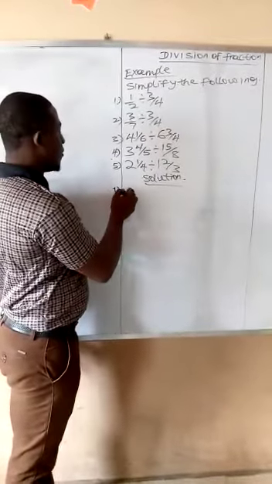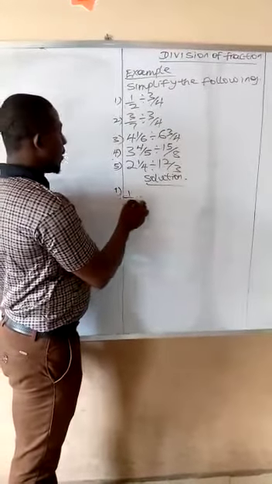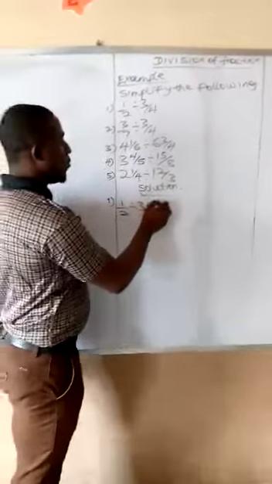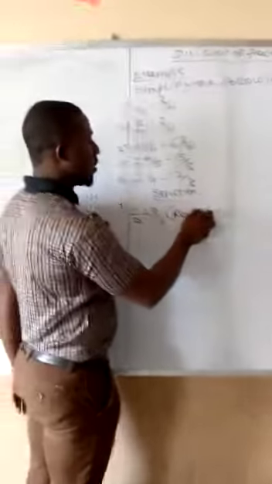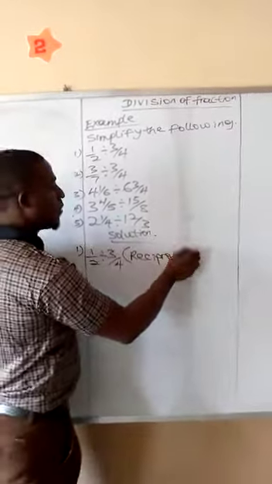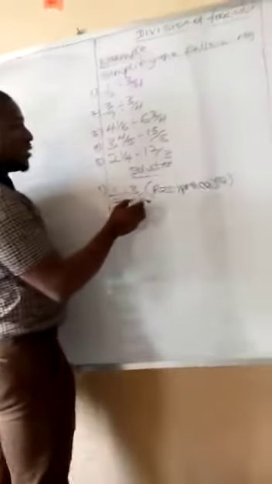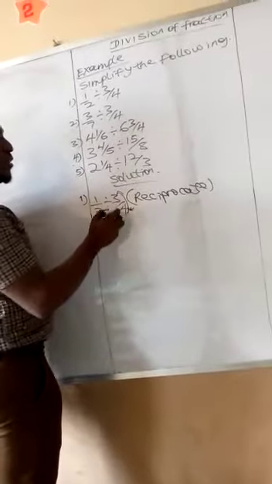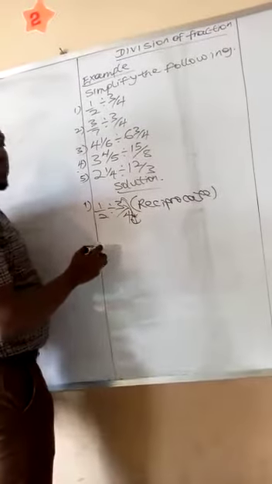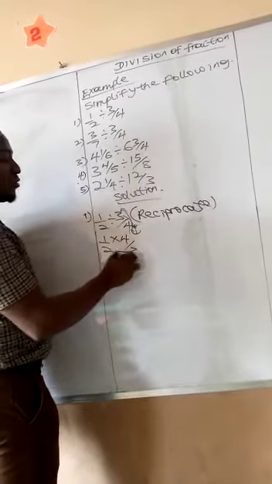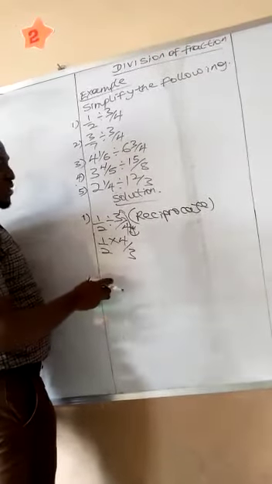So for question number 1, we have 1 over 2 divided by 3 over 4. What we are going to do is reciprocate. So we have to reciprocate the denominator, in the sense that the denominator will be up, the numerator will be down. So this will give us 1 over 2 times 4 over 3. So it's just looking like multiplication.